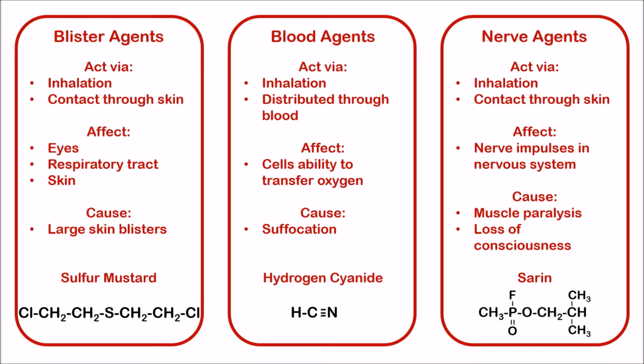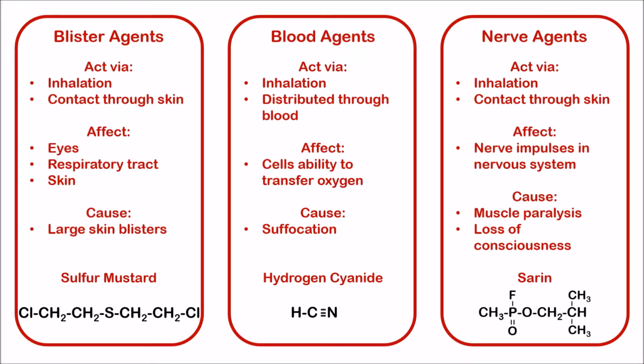Blood agents are distributed via the blood and generally enter the body via inhalation. They inhibit the ability of blood cells to utilize and transfer oxygen. Thus, blood agents are poisons that effectively cause the body to suffocate. An example of a blood agent is hydrogen cyanide.